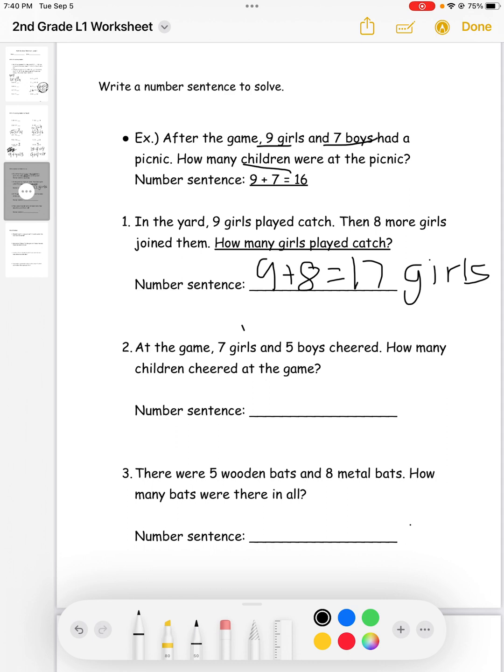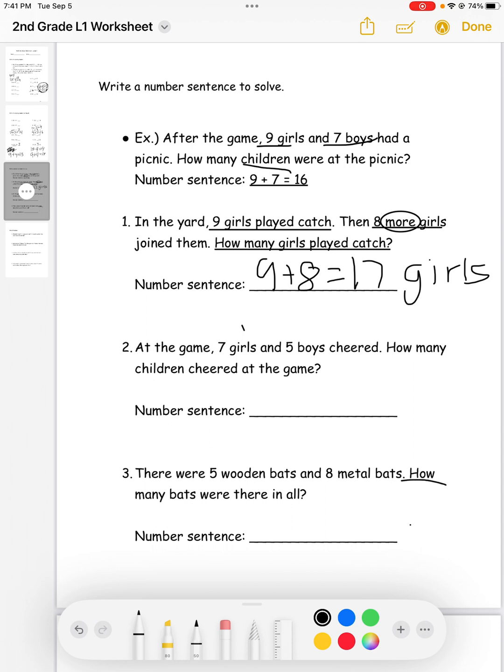And we know this because in the first there were 9 girls who played catch, and then there was an additional 8 more. And we know this because it says more right here. So that's how we know it's addition. So let's do number 3. Number 3 tells us there were 5 wooden bats and 8 metal bats. How many bats were there in all?